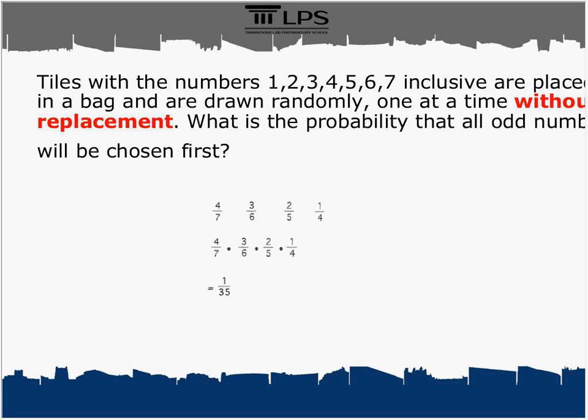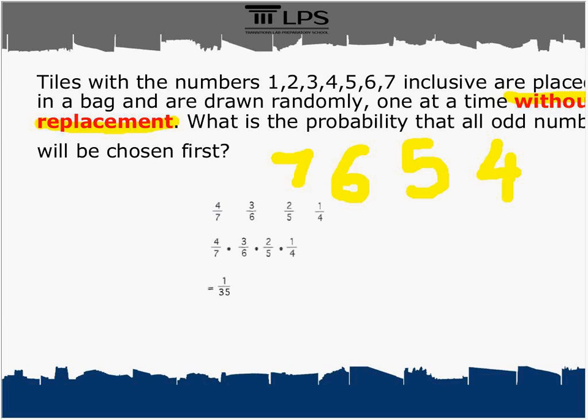Well, numbers 1, 2, 3, 4, 5, 6, 7 inclusive are placed in a bag and are drawn randomly one at a time without replacement. It means initially there are 7, then there are going to be 6, then 5, then 4.